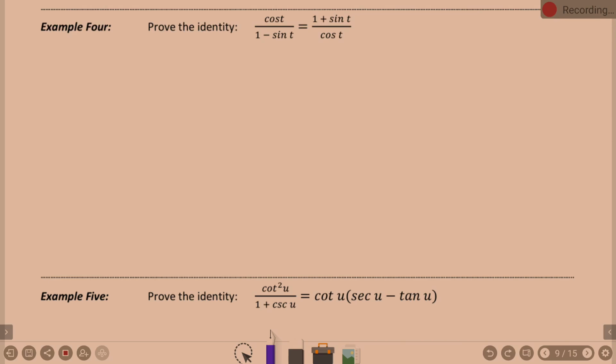I guess I could go ahead, I didn't set it up, did I? Hopefully you're thinking about what you should be doing. So we're starting with cosine t over 1 minus sine t, and our goal is to get to 1 plus sine t over cosine t.